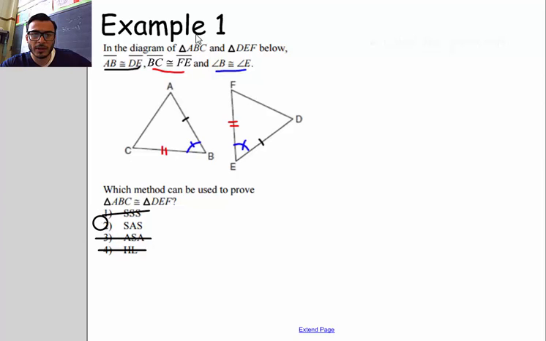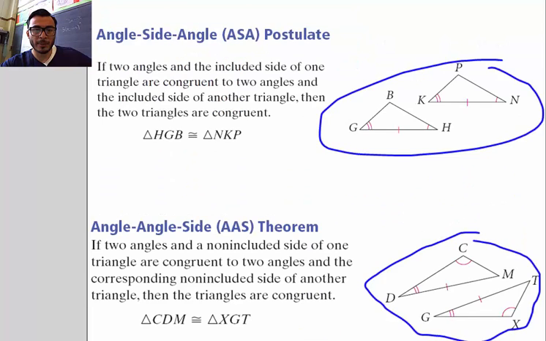So the answer is choice 2, side, angle, side. And you can see it here: side congruent to side, angle congruent to angle, side congruent to side. And the angle is included, meaning it's in between the 2 sides. So this is example 1, it's side, angle, side. Let's go to example 2.